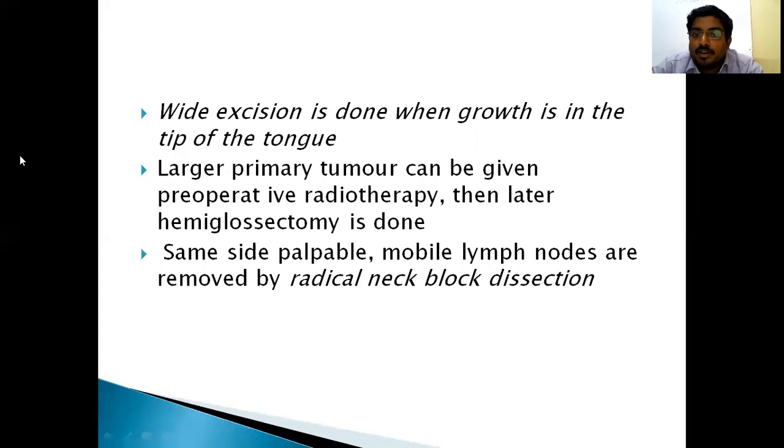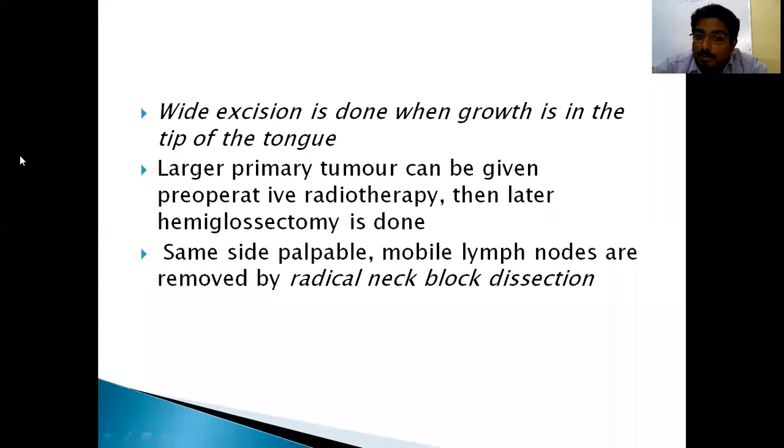See, wide excision is done when the growth is at the tip of the tongue. If it is a large primary tumor, preoperative radiotherapy can be given, then later hemiglossectomy. Why preoperative? If the tumor is large and big, we will not operate. Then we will give preoperative radiotherapy or chemotherapy to regress the tumor size. Then we will operate and go for the hemiglossectomy.